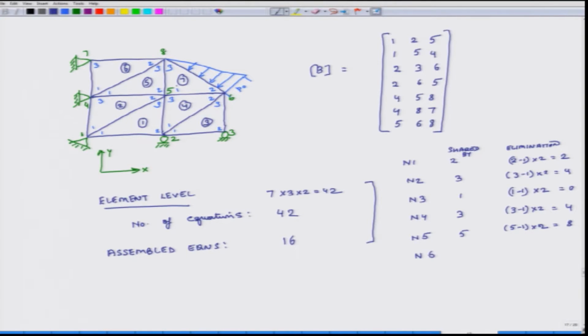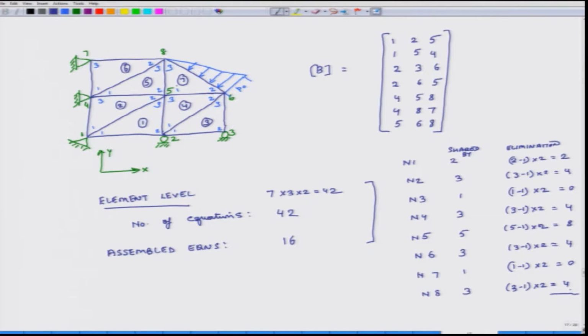Node 6 is how many? 3. This is node 6, equation element 3, 4 and 7, right. So, it is 3 minus 1 times 2 equals 4. Node 7. Node 7 how much? One element uses it. So, 1 minus 1 times 2 is equal to 0, and node 8 is 3. So, 3 minus 1 times 2 equals 4.